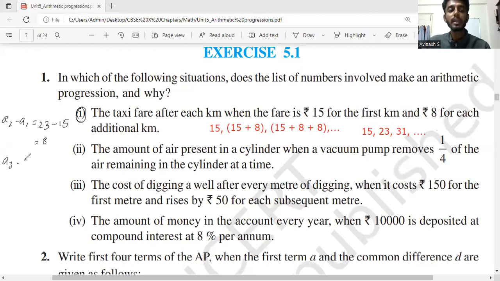Likewise, third term minus second term. The third term is 31, the second term is 23. This will also give you 8. Since the common difference is the same, we can say it is an AP. We need not do the fourth term, though it's okay if we do. A minimum of three terms is needed to check whether the common difference is the same. When I do A2 minus A1, I get 8, and when I do A3 minus A2, even then I get 8. Therefore, we conclude that this situation is an AP.